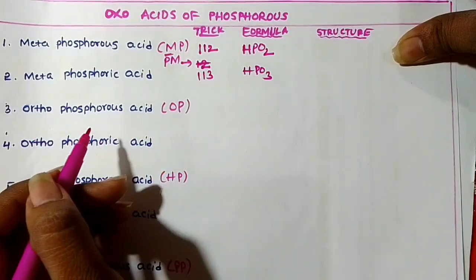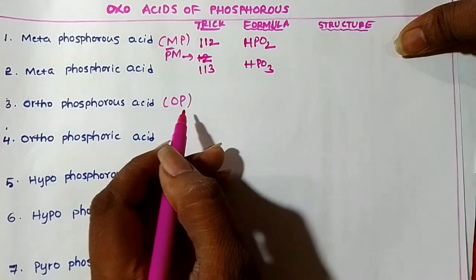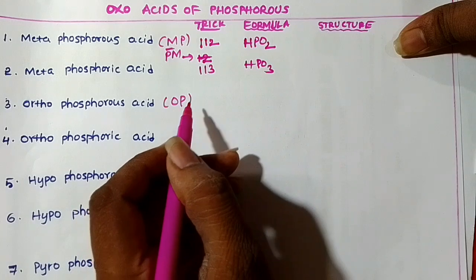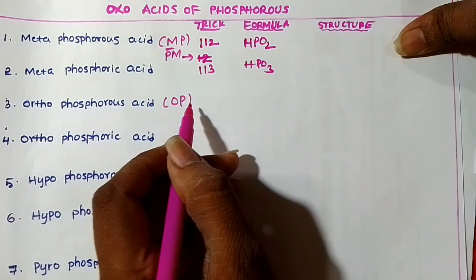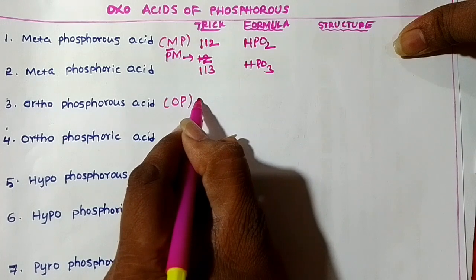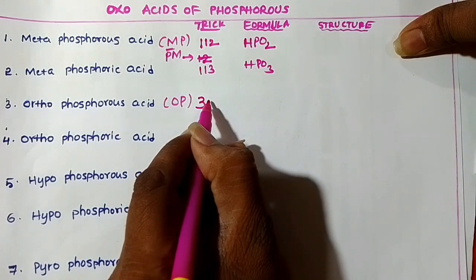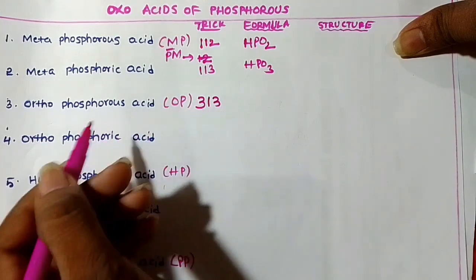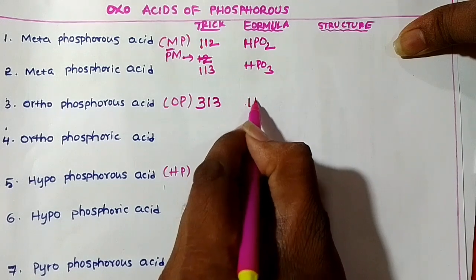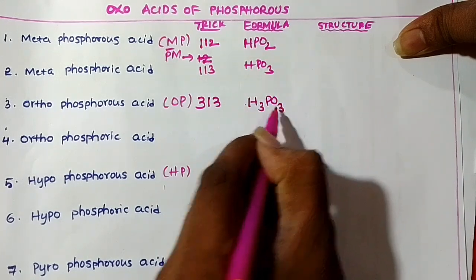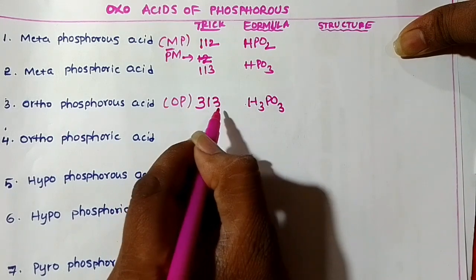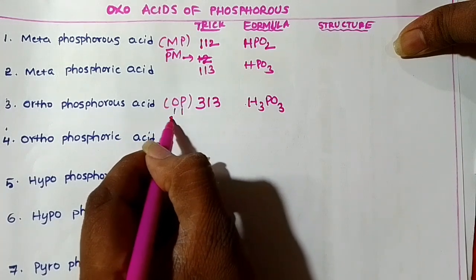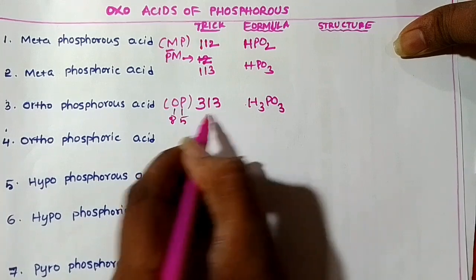Now coming to orthophosphorus acid, OP. Let us imagine OP as outpatient, OP. Nowadays in small hospitals, the minimum OP fee is 300. For example, you have got seat number 13, so that's 313. Now the formula is H3PO3. For example, you are not remembering your seat number. Now coming to OP, O means octa, P means penta. Octa means 8, penta means 5. 8 plus 5, 13.